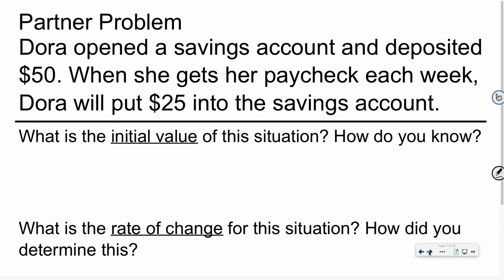So here we have something you're just going to come up with an answer with the people around you very quickly. Dora opened a savings account and deposited $50. When she gets her paycheck each week, Dora will put $25 into the savings account. First question, what is the initial value of the situation? How do you know? And the second question, what is the rate of change for this situation, and how did you determine that? Talk amongst yourselves for about a minute and see if you can figure out these 2 values.